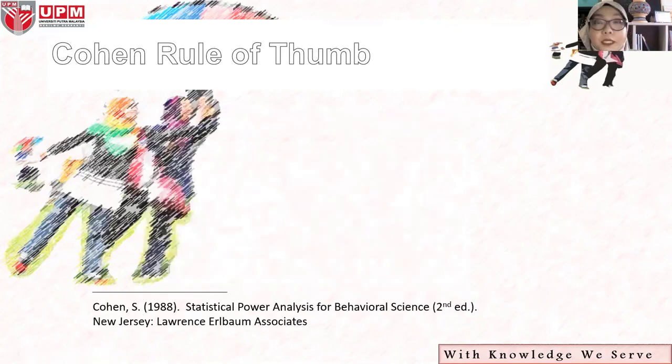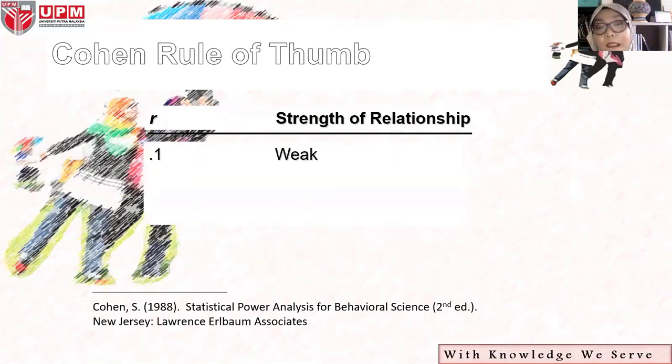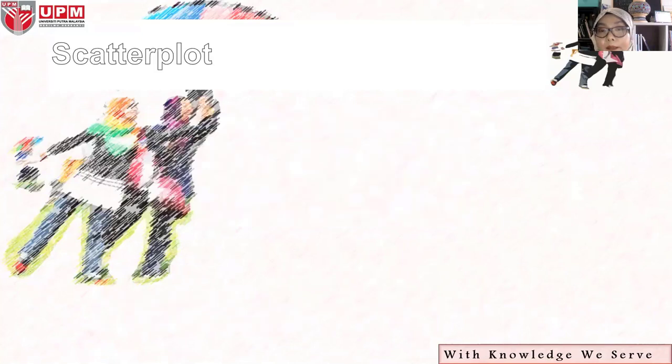Another computation that we can use as an alternative to Guilford rule of thumb is Cohen rule of thumb. Compared to Guilford, who provided five levels, Cohen provides only three levels. R 0.1 equals a weak relationship, 0.3 equals medium, and 0.5 and above is considered high. This one you can also use.